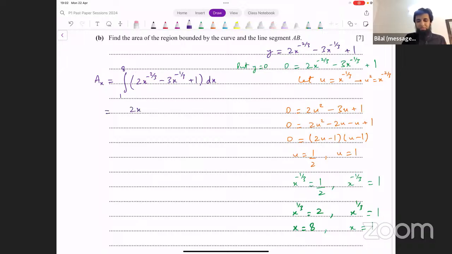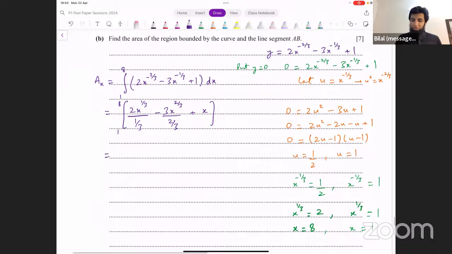What's the integration of this? 2x raised to the power minus 2 over 3. Add 1 to the power, minus 2 over 3 plus 1, that will be 1 over 3, divided by 1 over 3, right? Minus 3 into x raised to the power minus 1 over 3 plus 1, that will be 2 over 3, divided by 2 over 3, plus integration of 1 is x. And now we input the limits from 1 to 8 and see what that gives us.